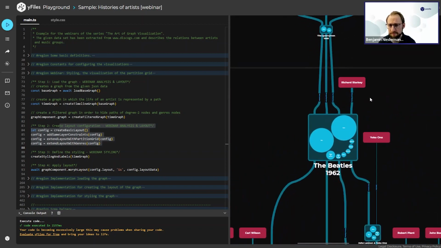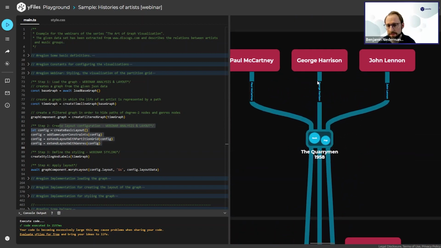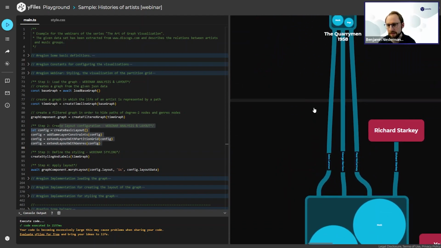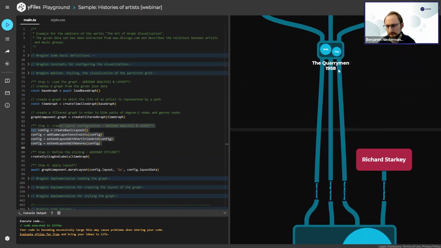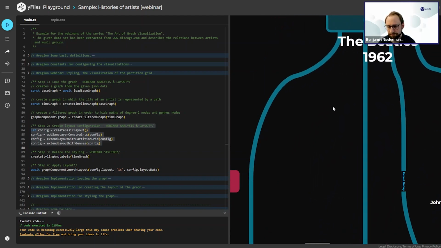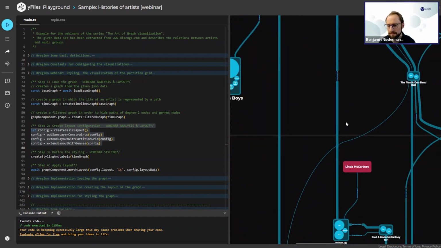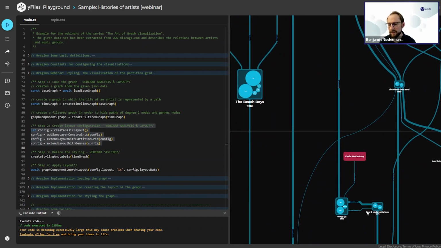Another thing that I would like to show you are the edge labels. So we also placed here edge labels representing the artist. So here, for example, Paul McCartney. If you go along this line here, it's very easy to follow this path of Paul McCartney. And here at this point, you see Paul McCartney, and you can go through this graph.